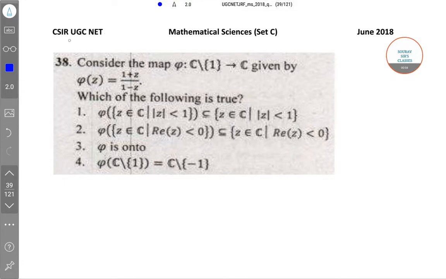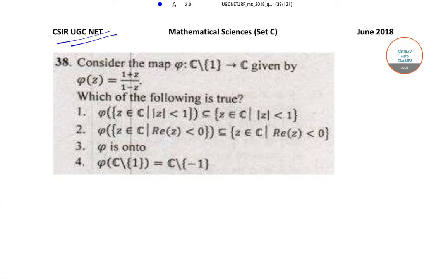Today we'll be solving the CSIR UGC NET questions from the June 2018 paper. We'll be solving set C of the question paper. Let's start off with question number 38. In question number 38, we need to consider the mapping phi which goes from C minus the set {1} to C and is given by phi of z is equal to (1 plus z) upon (1 minus z). Then we need to find out which of the following is true.